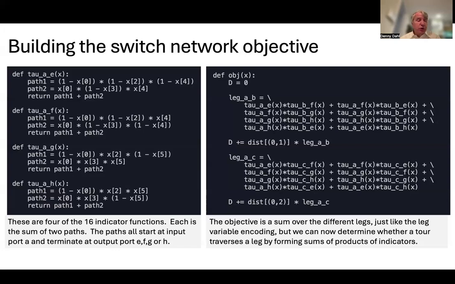The other 7 terms in leg AB correspond to all the ways that input port A can end up adjacent to input port B once both are mapped to the output. Similar repetitive logic can determine when we need to include leg AC in the distance objective. Likewise for the other 4 legs, which are not shown on this slide.